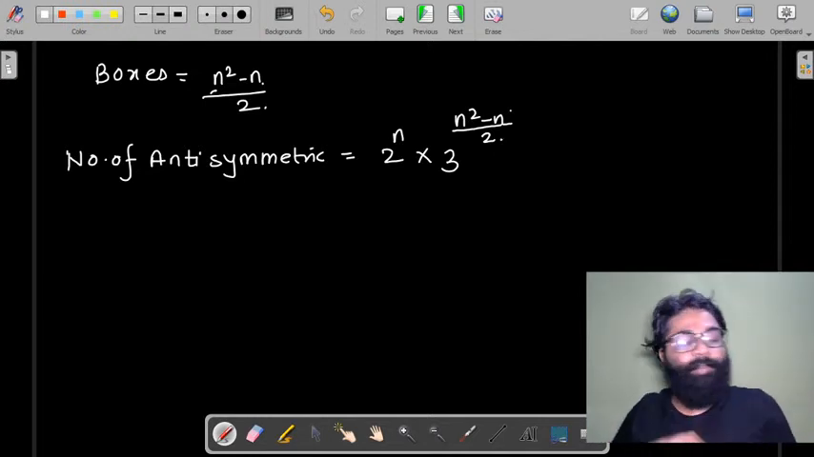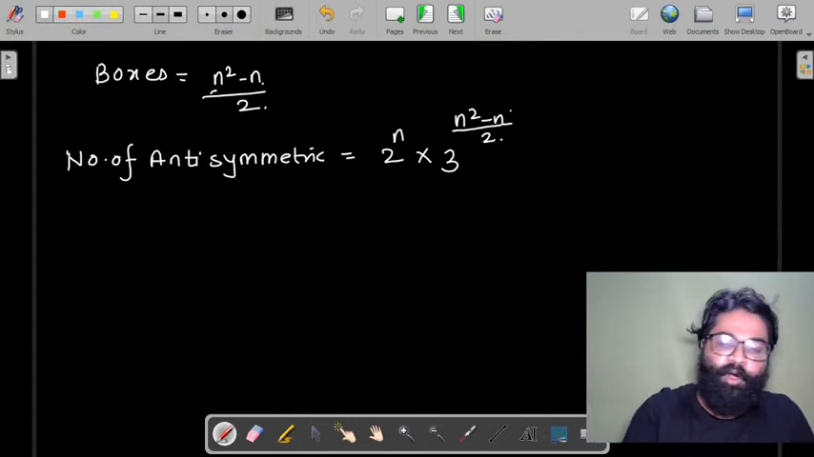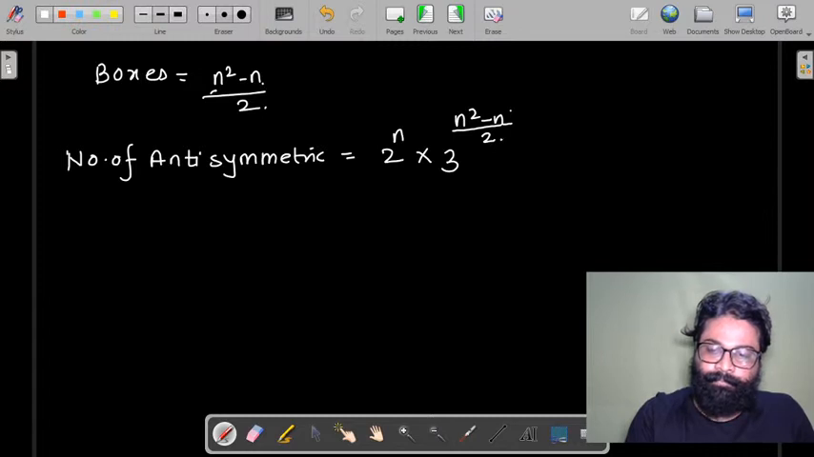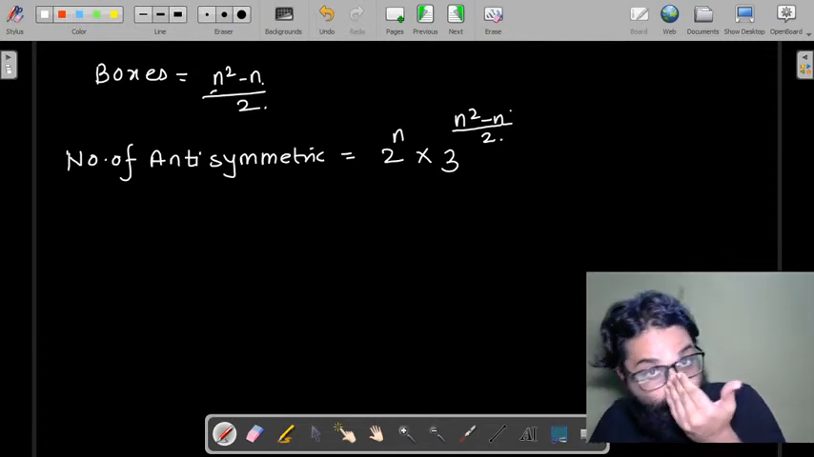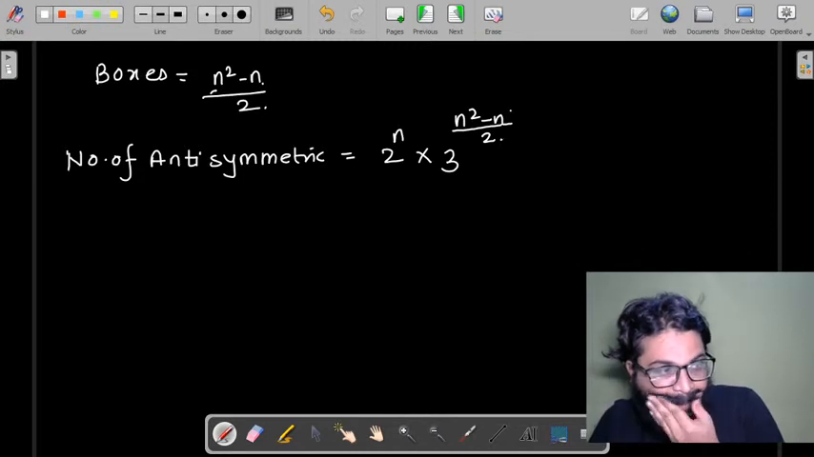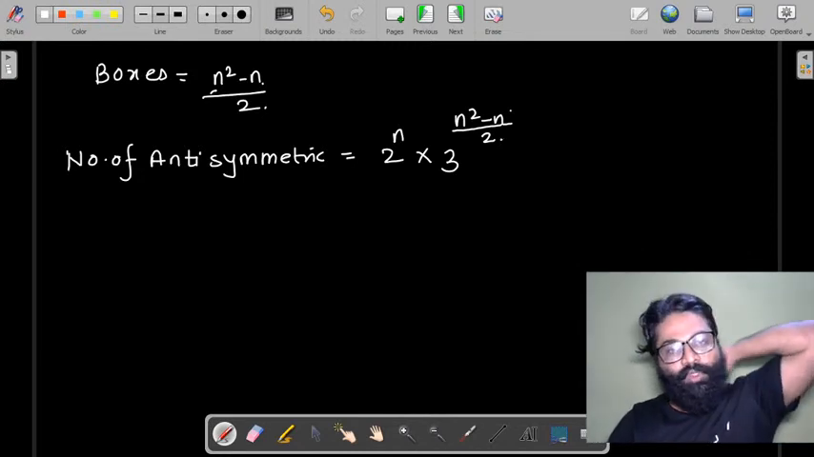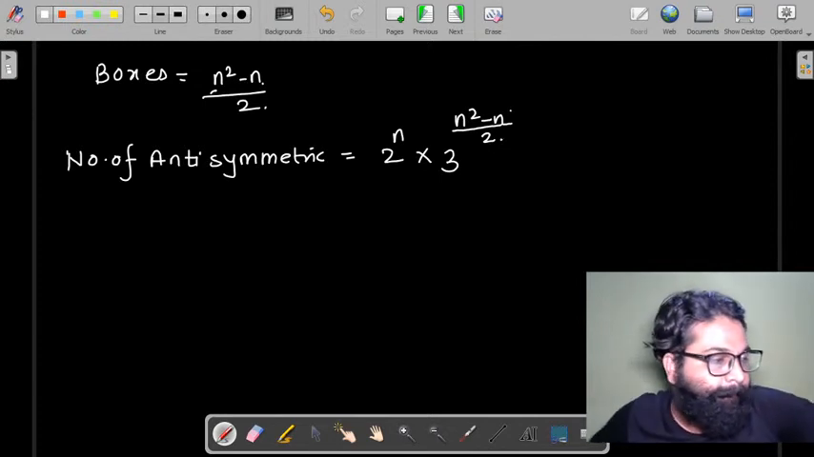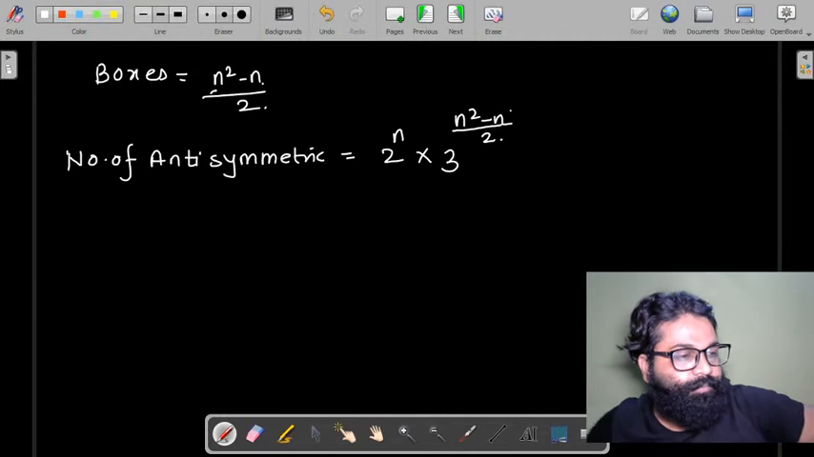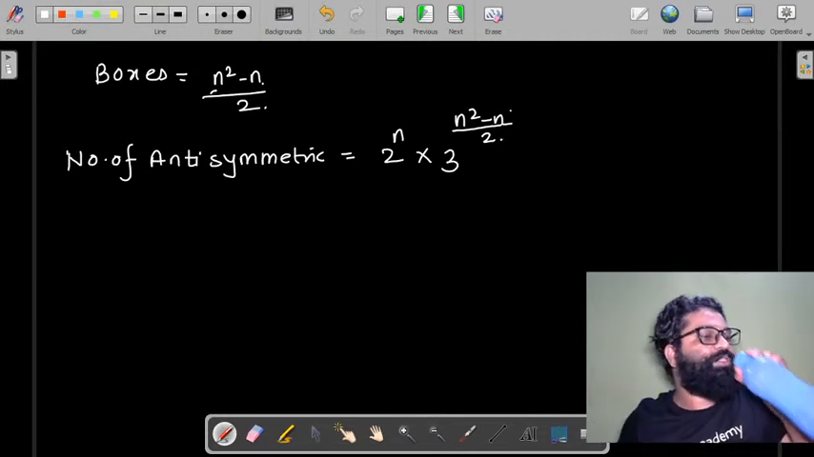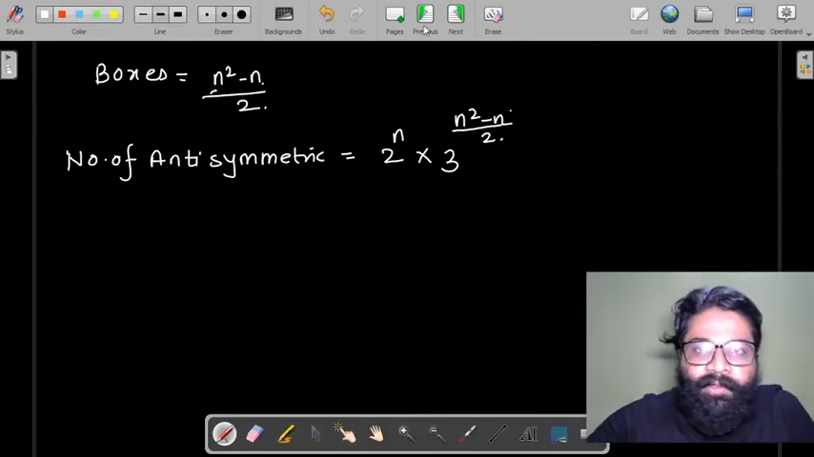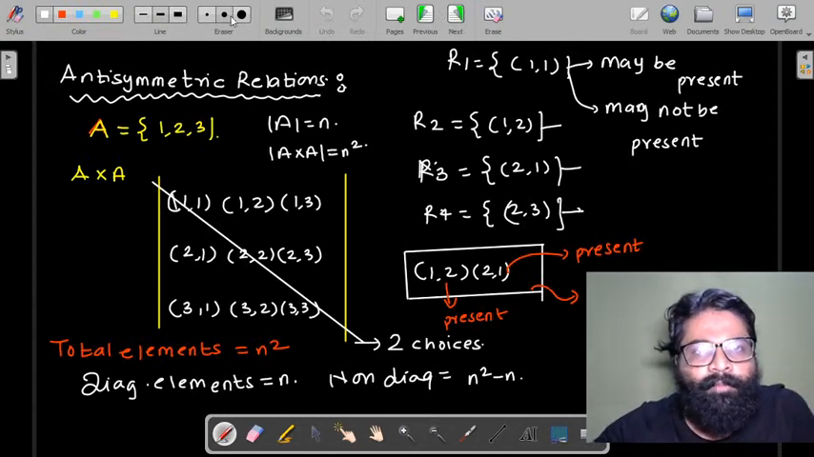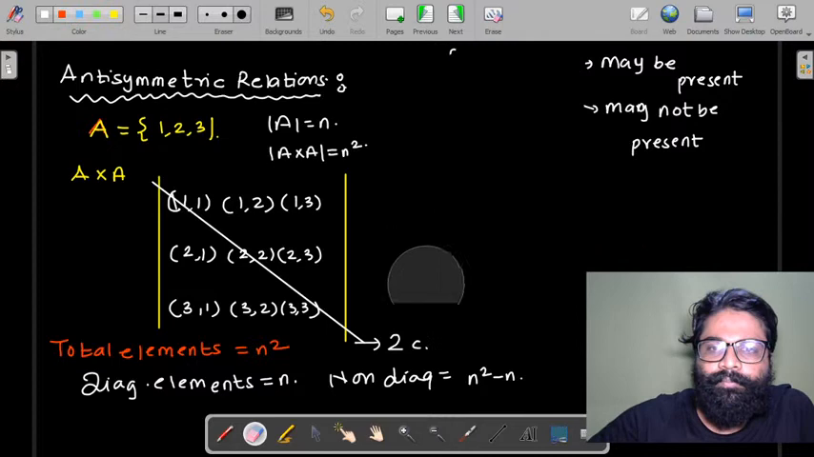Or if you have any particular doubt, please feel free to ask, immediately respond. Please let me know whether you have understood or not related to the anti-symmetric relations. This is basically the total number of anti-symmetric relations. Okay, you want me to repeat? I can also repeat, no problem.